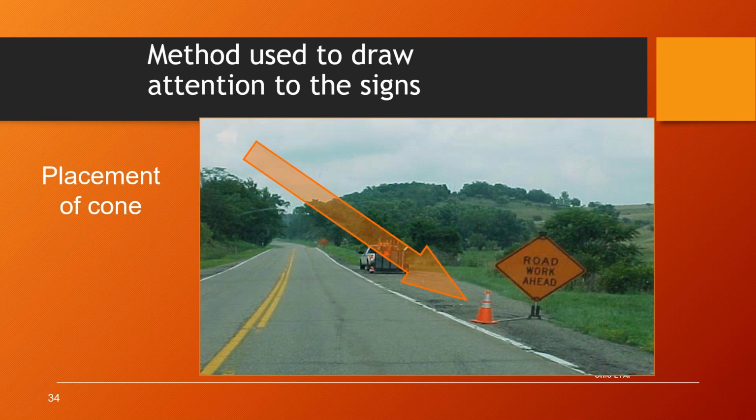Another thing is we need to do all we can to draw attention to the signs. Like in this case, they've used their shiniest brand new cone to put right beside the sign, not in front of it, but beside it. It's the newest design of one of the 28-inch cones, a bright orange with the 2 retroreflective bands around it.